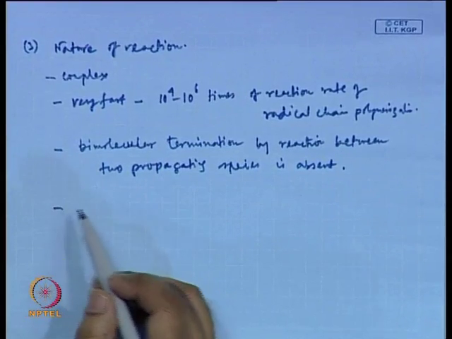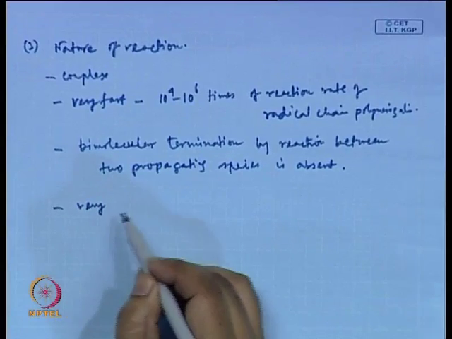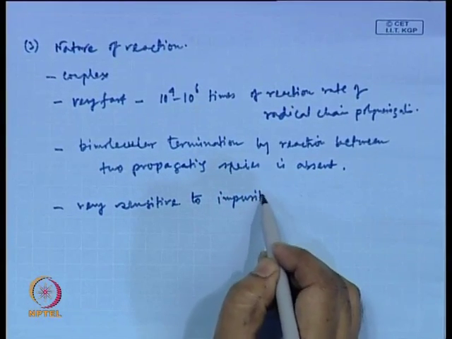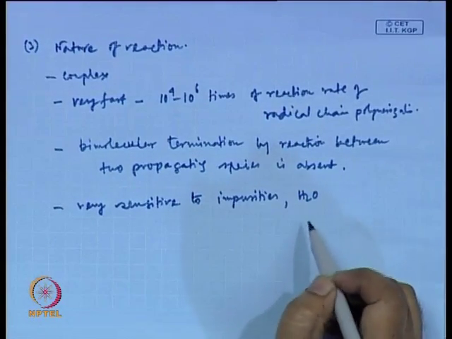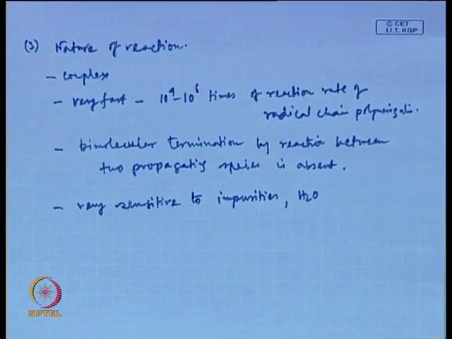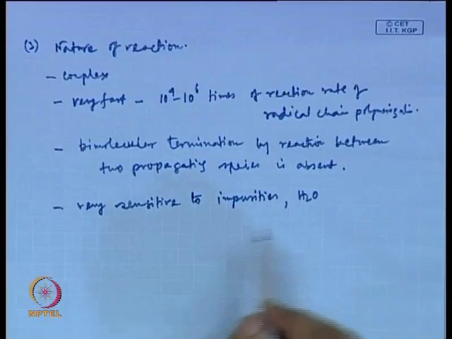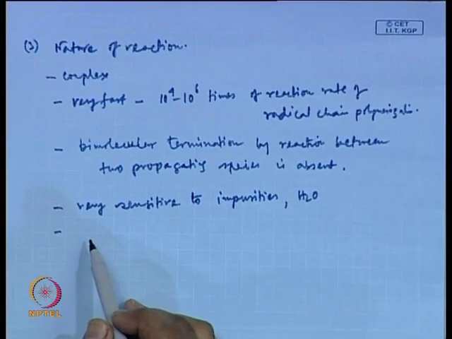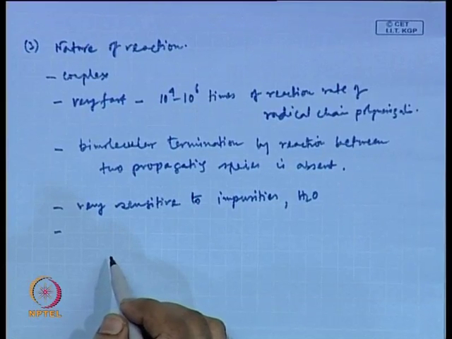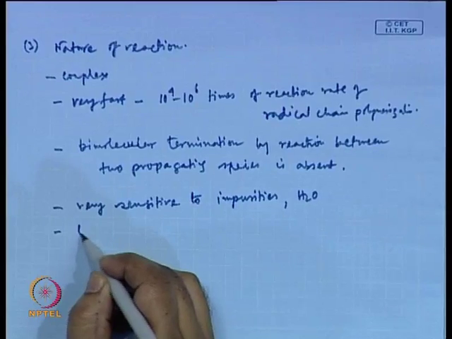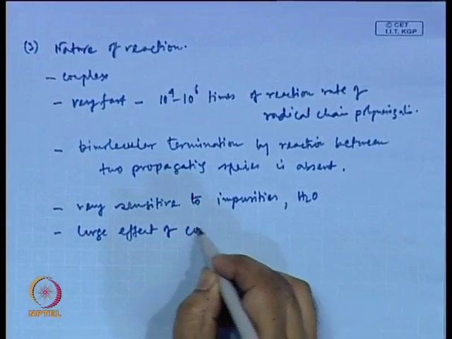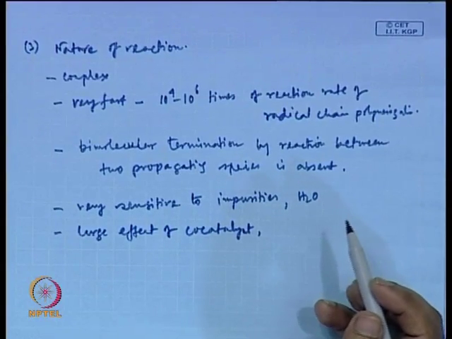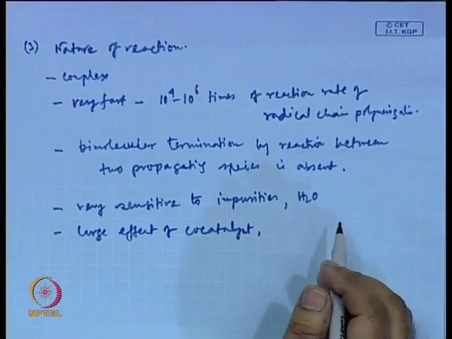And as these ionic centers are very reactive, they are very sensitive to impurities, which includes moisture. Radical chain polymerizations are also sensitive to impurities, but not as sensitive as ionic chain polymerization. And sometimes a large effect of co-catalyst, which are nothing but small compounds like H2O, can be observed in ionic polymerization, which was not the case in radical polymerization.